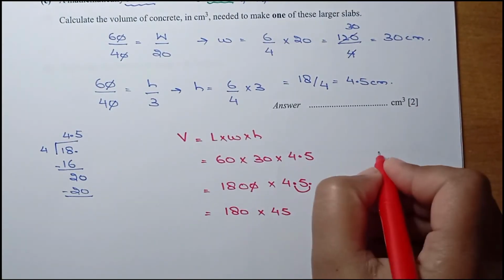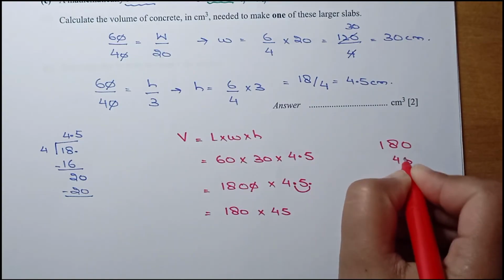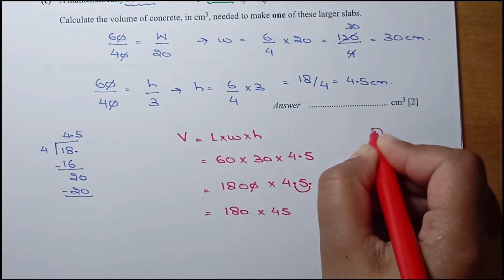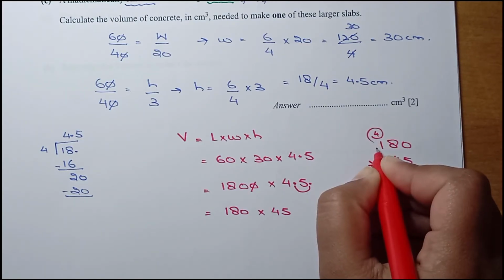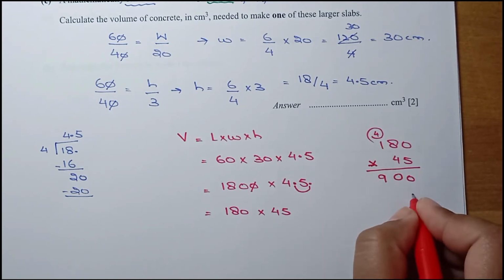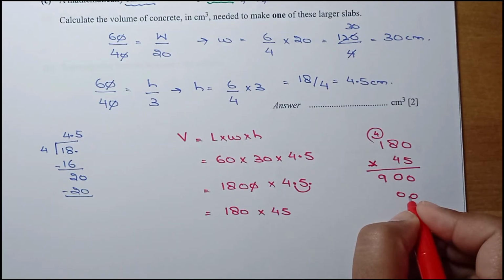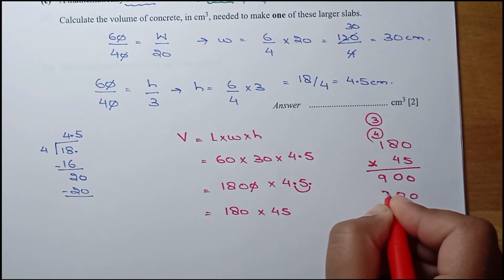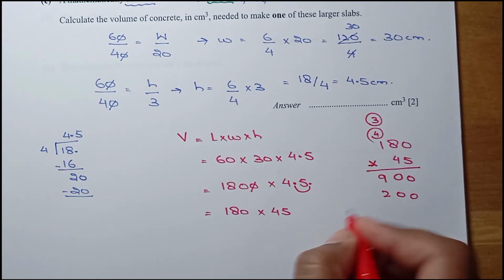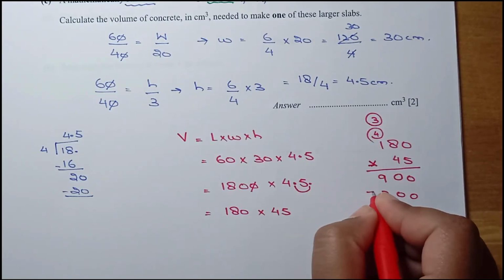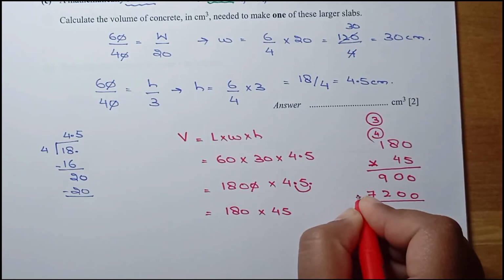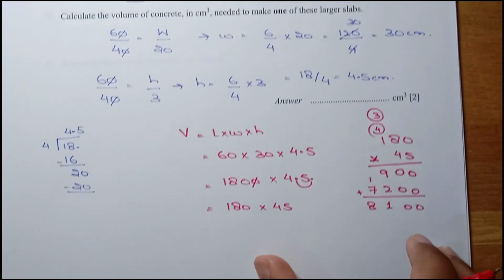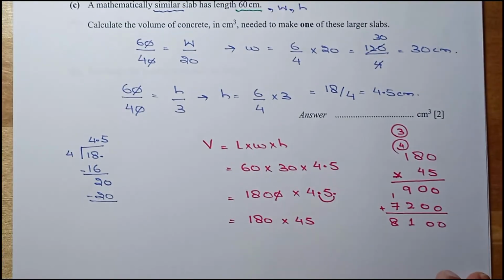So let me do it. 180 and 45. Multiplication. 5 times 0 is 0. 5 times 8 is 40. 5 times 1 is 5. 6, 7, 8, 9. So 900. And a 0. And then 4 times 0 is 0. 4 times 8 is 32. Right? And 4 times 1 is 4. 5, 6, 7. Let me add 0, 0, 9, 10, 11. And we have 8. So 8,100 centimeter cube.